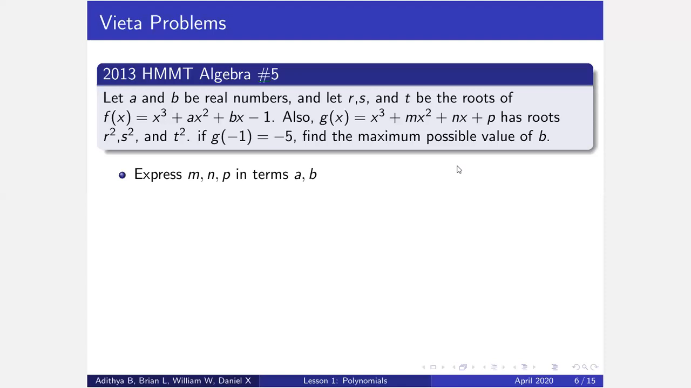Yeah, a lot of people are saying P. So P is just going to be equal to negative r squared s squared t squared by Vieta's. But we know that RST is equal to 1. So P equals -1. Okay, that seems pretty good. So which other one is easy to express?